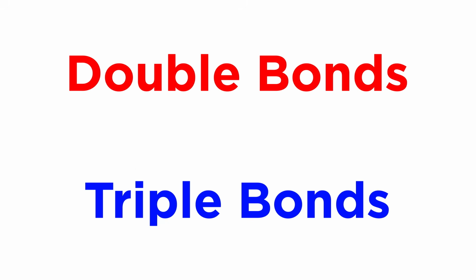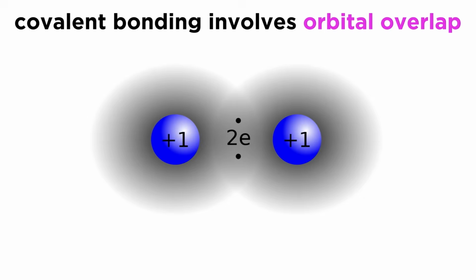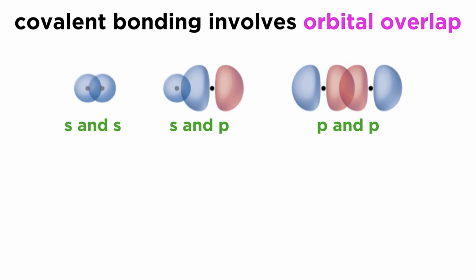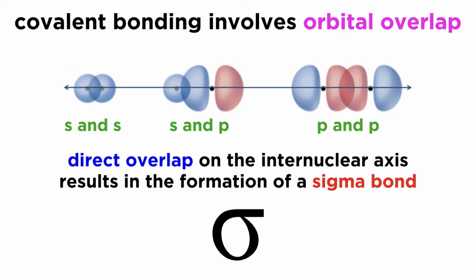Let's extend this to look at double and triple bonds. We understand covalent bonds as the overlapping of atomic orbitals. This overlap can occur between atomic orbitals of any type, whether 2 s orbitals, between an s and a p orbital, 2 p orbitals, or some combination of hybrid atomic orbitals. When this overlap is a direct overlap, meaning that it happens on the internuclear axis, these will be called sigma bonds, symbolized with a lowercase sigma.